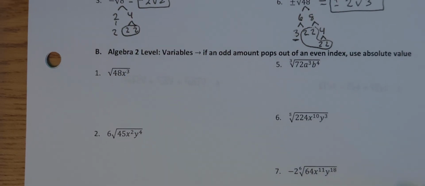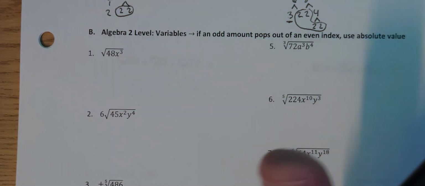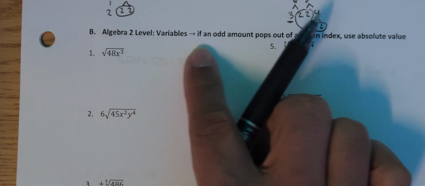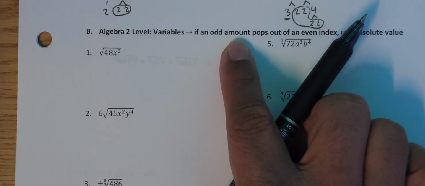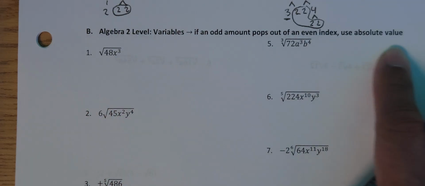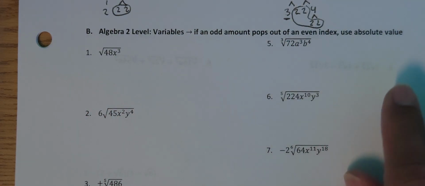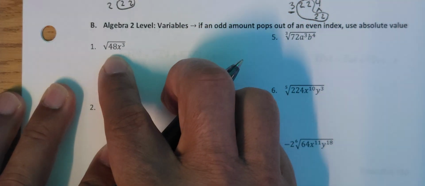All right, the next part is the one that gets interesting. It's algebra 2 level, so this means you'll see variables in the radicals. If you have an odd power coming out of an even index, meaning square root, fourth root, sixth root, any even index, you might use absolute value if the power is odd. Okay, so for this one here, we just did 48.